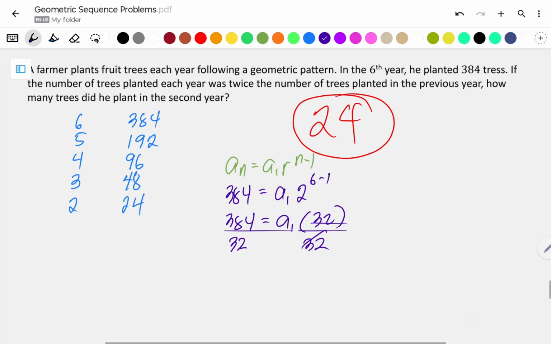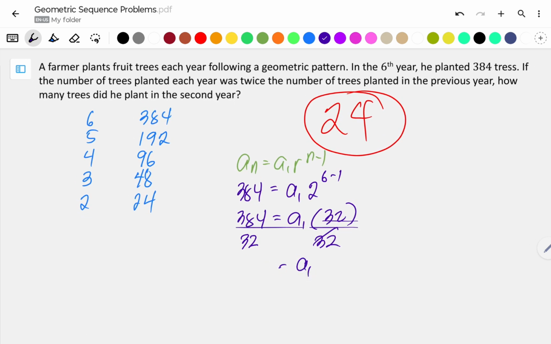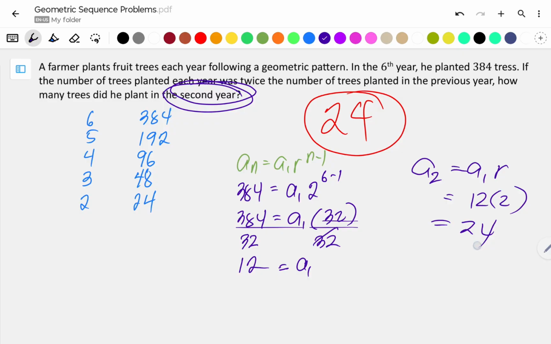So you can cancel. So a sub 1 is 12. 384 divided by 32 is 12. But the question is, how many trees did he plant in the second year? So a sub 2 is just a sub 1 times the common ratio, so 12 times 2, so that is 24.